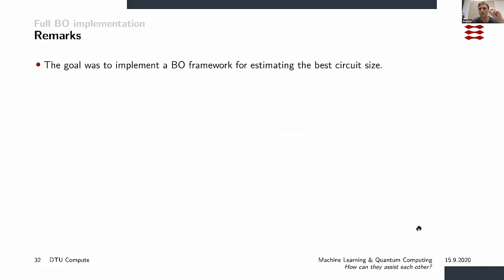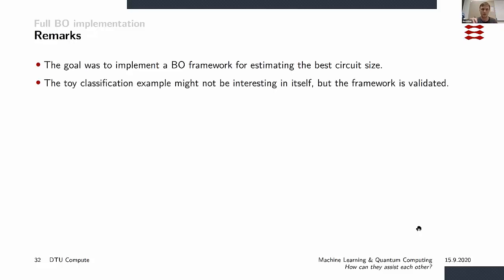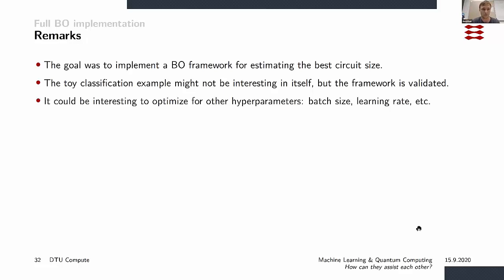The goal of this little tutorial here was to implement a Bayesian optimization framework for estimating the best circuit size. And when I say size, I mean both how many layers and how many qubits. The idea was to take this toy classification example itself, which might not be interesting, but the framework is validated, which was the entire point.